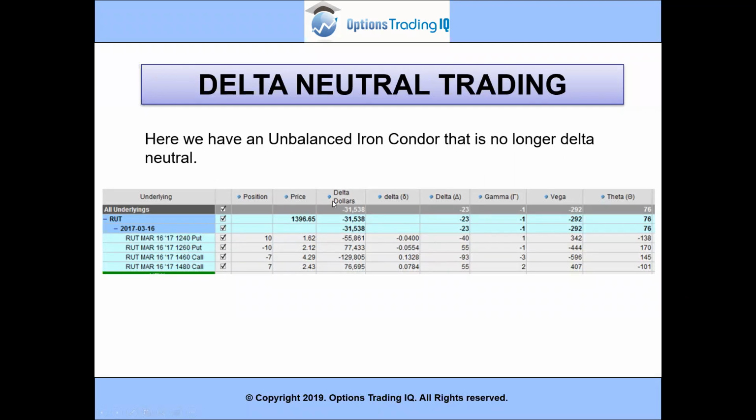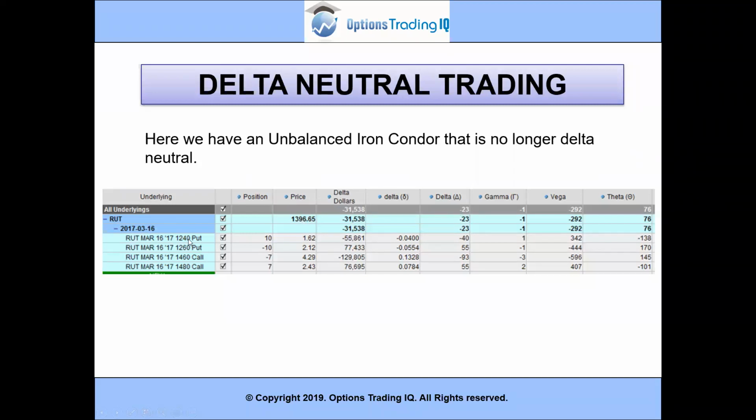Oh, and just one more point on delta dollars. Question that comes up a lot, how's that calculated? Basically, we take our overall position delta of negative 23 and we multiply it by the underlying price. So if you have Excel or a calculator, 23 times 1396 is going to give you 31,538. Okay, so you can do that with any underlying. Interactive Brokers gives us this column in Risk Navigator, which is quite handy. I think some of the other brokers have it as well. Thinkorswim, they call it something different, like delta notional or something like that. But you can very easily calculate that in Excel pretty quickly as well, right? Just take delta times price.